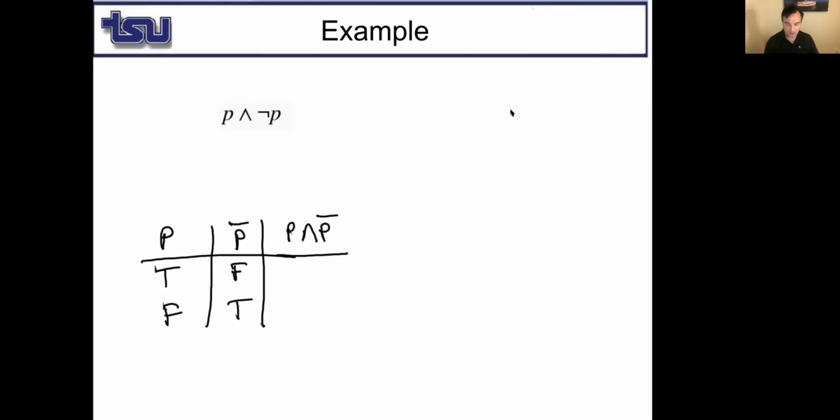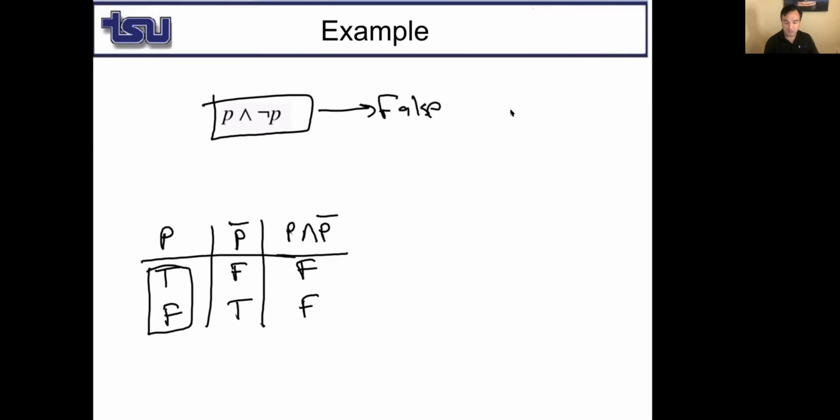True and false is what? False. What is false and true? That's also false. As you see here, this compound statement is always what? False. It is independent of P. Whatever P is doesn't matter. That's always false. That's, by the way, called a contradiction, as we will see later.